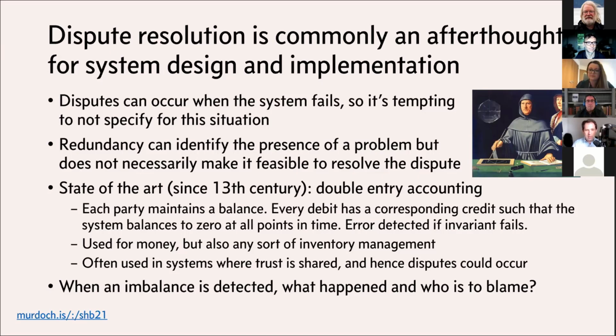Now you can understand why double entry accounting came about. In the top right corner is Luca Pacioli, who wrote about this in 1494. They were dealing with merchants in different locations, not necessarily part of the same family, and therefore there was trust being transferred from one party to another. So they needed this redundancy to check when things were wrong. But when things have gone wrong, and you know this because of an imbalance, what happened and who's to blame? It turns out this often doesn't work very well.